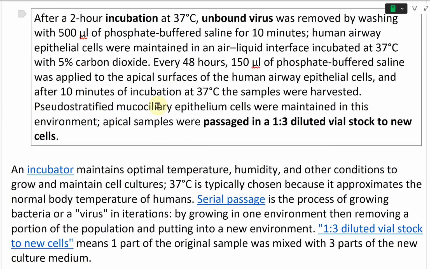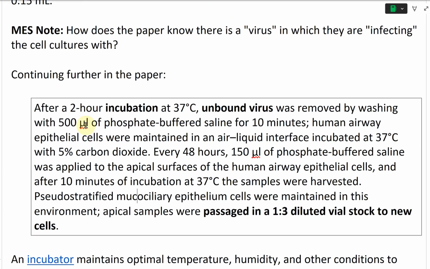And then pseudostratified mucociliary epithelium cells were maintained in this environment, and apical samples were passaged at a 1:3 diluted vial stock to new cells. All right, let's make sense of all this now.